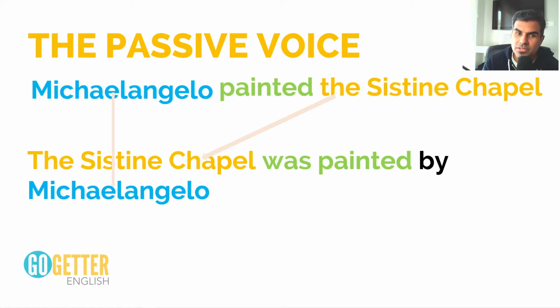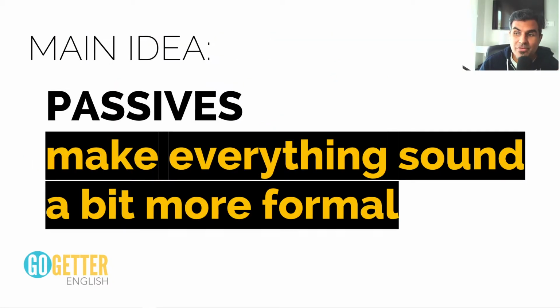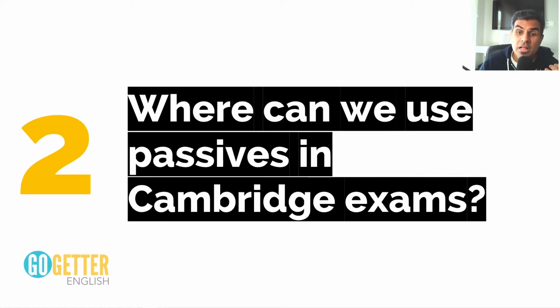I want you to focus on the Sistine Chapel in the passive sentence, and I want you to focus on Michelangelo in the active sentence. And as I said before, passive structures make everything sound very, very formal. And that's great. And that's wonderful. All right. So in the next point, where we are going to be talking about the Cambridge exams, we're going to see how that helps us give an impression that we know what we are talking about, that we sound a little more formal. We know what we are doing by using passive structures in our exam.